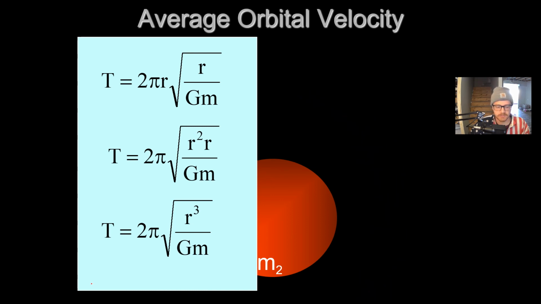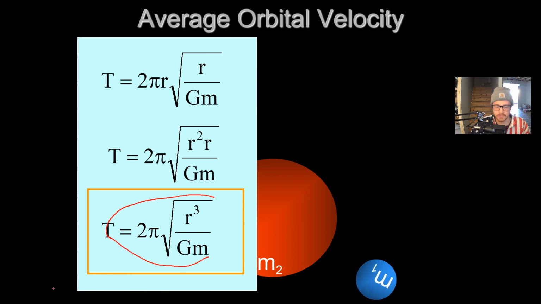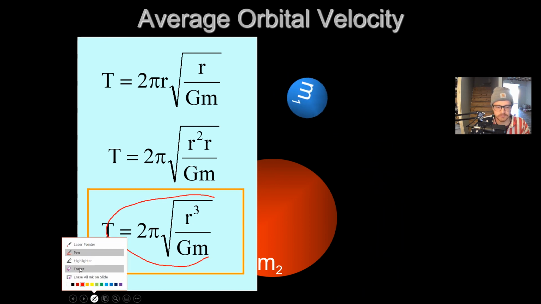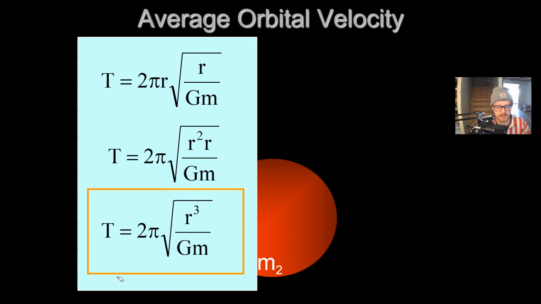It doesn't matter how we get there, as long as we know this is where we get to and what we're going to be using. And this is it: the period of the orbiting object, the time it takes for it to move around a body. We're going to use 2 times pi times the square root of the distance between the two objects cubed, divided by big G, the universal constant, times the mass.